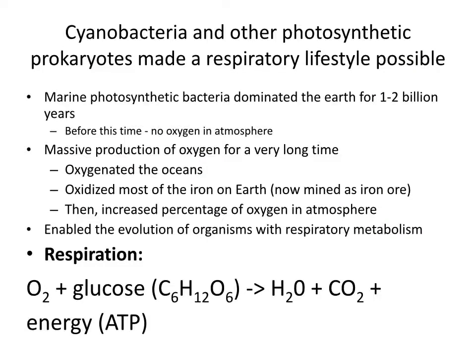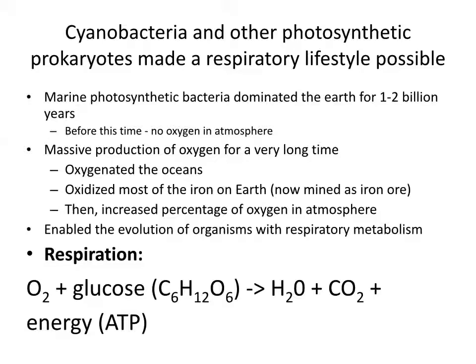So because of their production of oxygen, photosynthetic prokaryotes made a respiratory lifestyle possible, the consumption of oxygen. So marine photosynthetic bacteria dominated the Earth for 1 to 2 billion years. Before this time, remember we talked about it, there was no oxygen in the atmosphere. So there's massive production of oxygen once these groups evolved. They were very successful. They oxygenated the ocean. They oxidized most of the iron on Earth, which is now mined as iron ore.